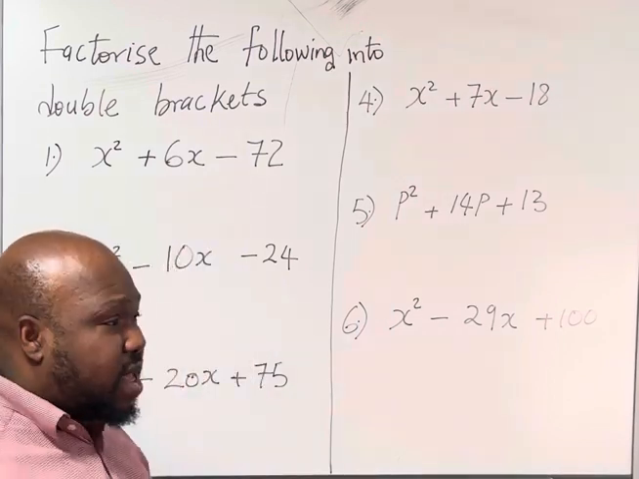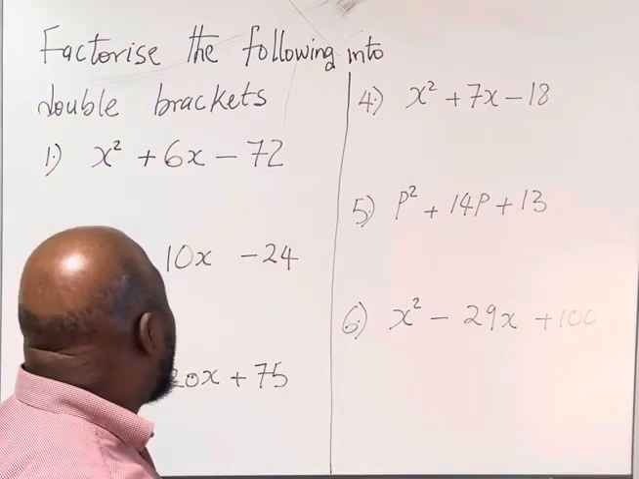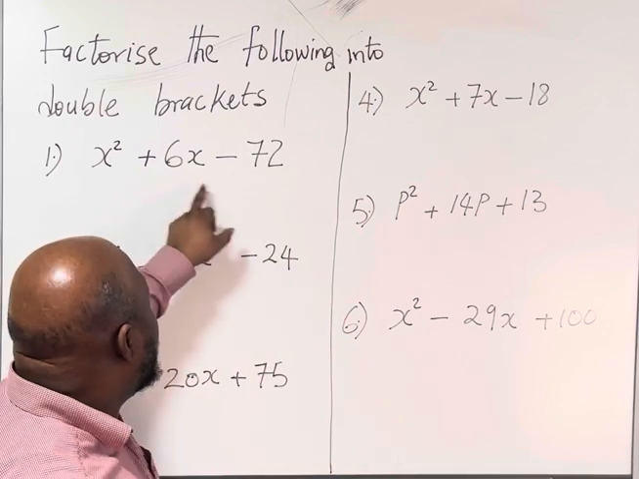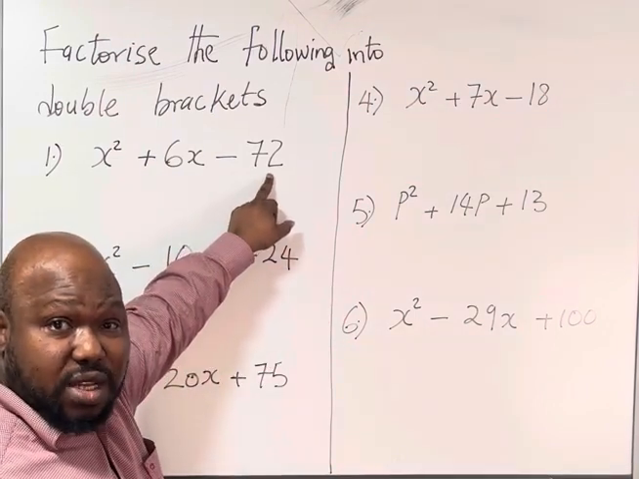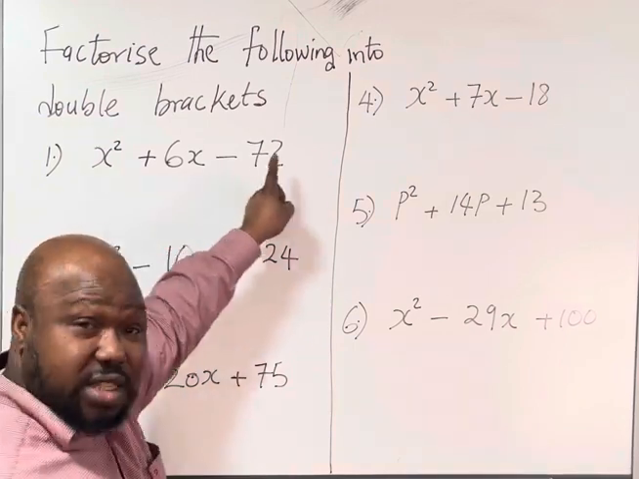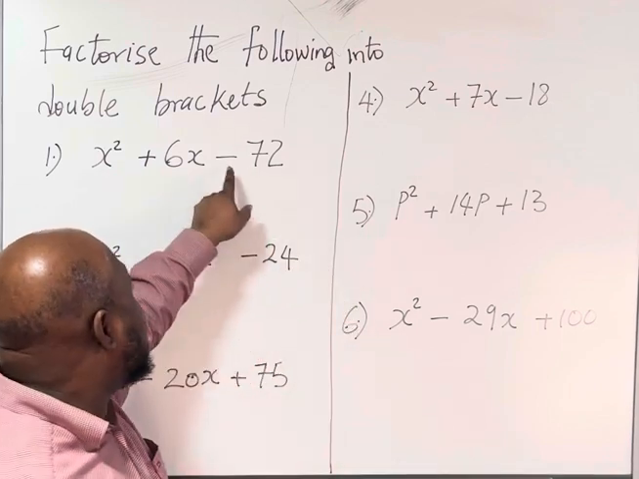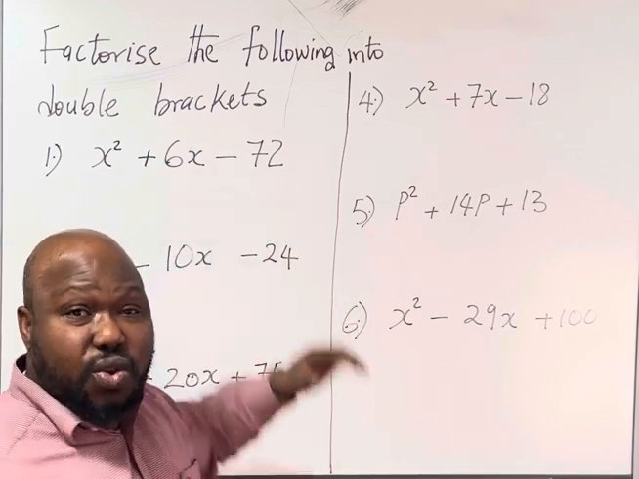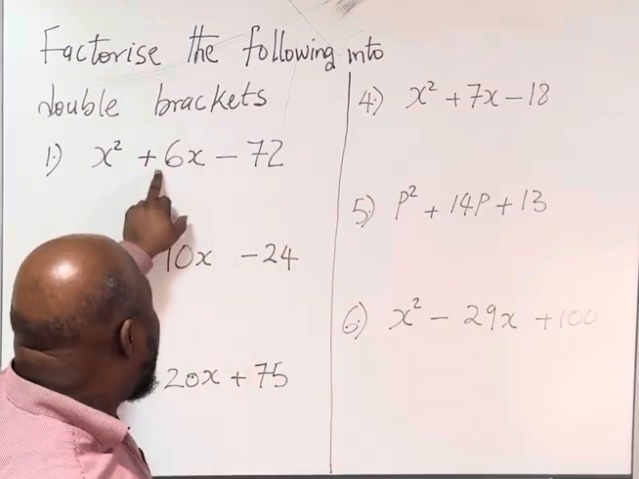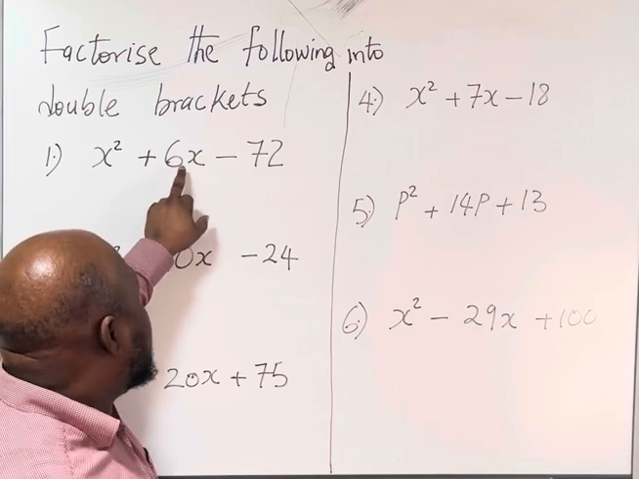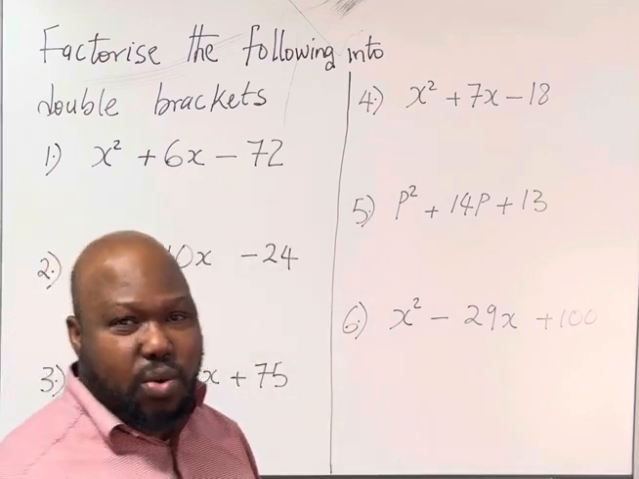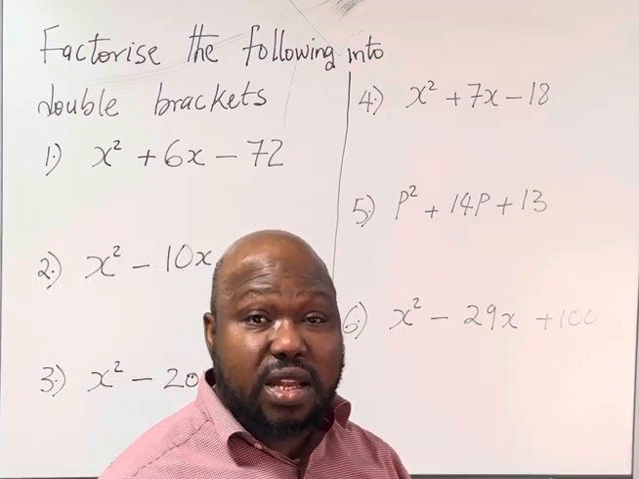So the first one here, like we've always said before, if you want to factorize a quadratic expression, you look for two numbers that when you multiply them together give you minus 72, and when you add them together give you plus 6. This is very important now. So what are the two numbers we can consider? We can consider, for example, 6 and 12.